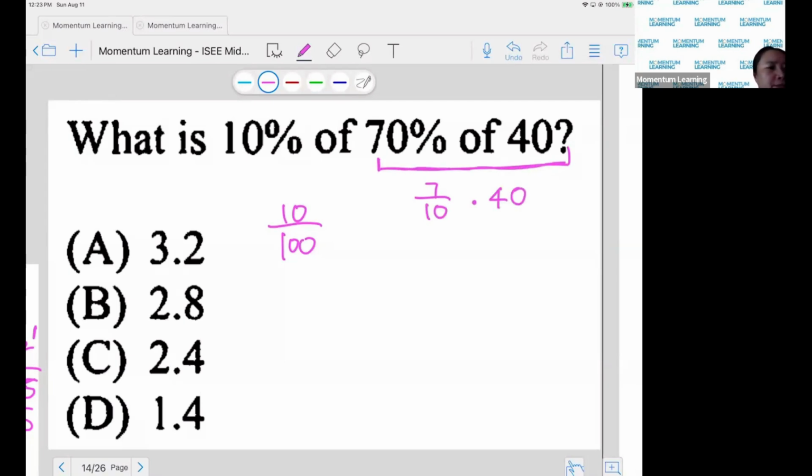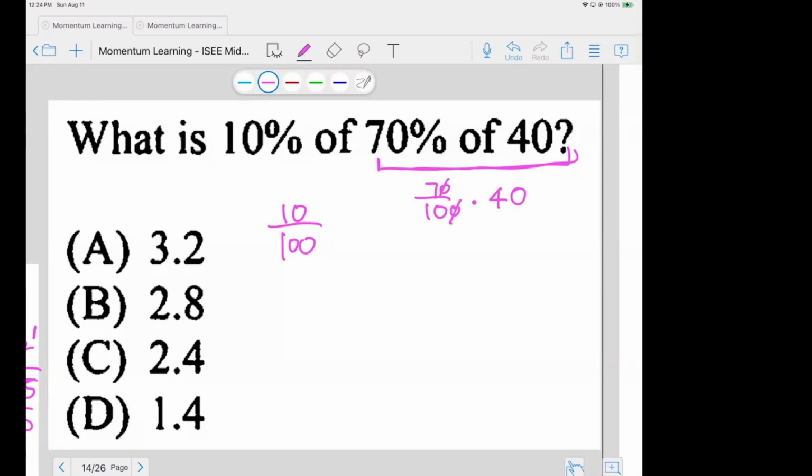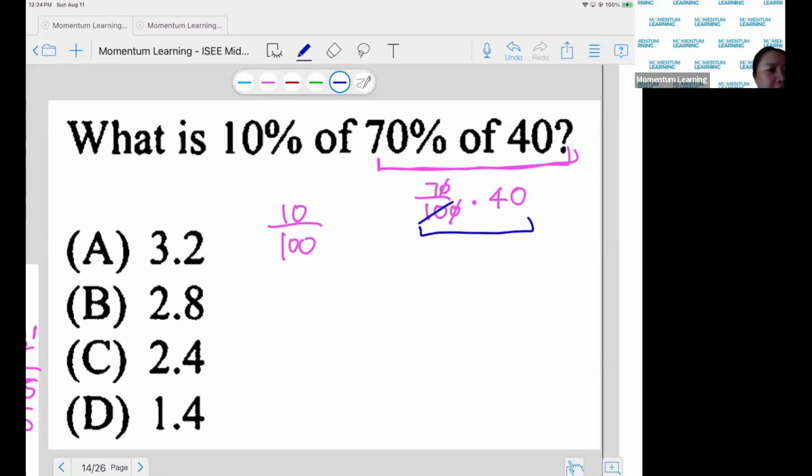70% of the 40 is 70%, which is 7 over 10. Or you can do 10%, or you could do 7% of 40, because you do 10% of 70%. Yes. Okay, and then we can do this.